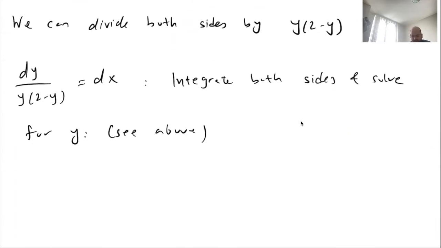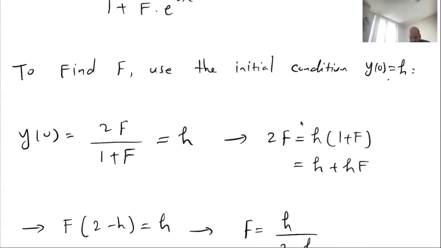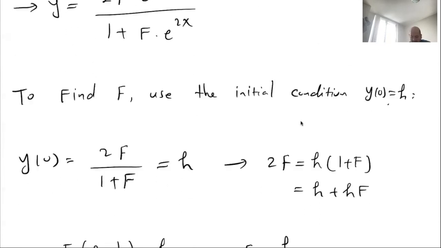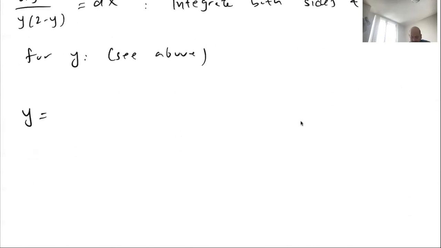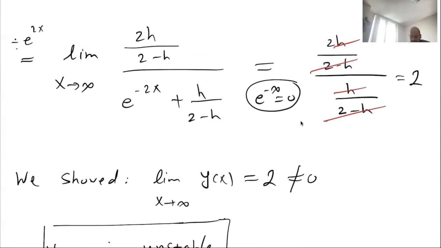So then our final answer will be y equals 2f e to the 2x divided by 1 plus f e to the 2x. And to find f, use the initial condition. Our initial condition is y of 0 equals 2 plus h. Instead of y of 0 equals h, this time it is y of 0 equals 2 plus h.